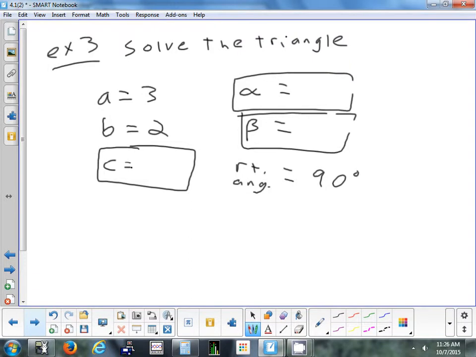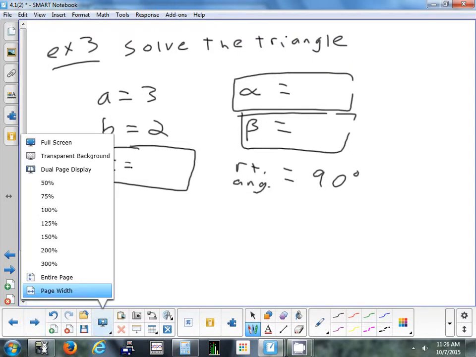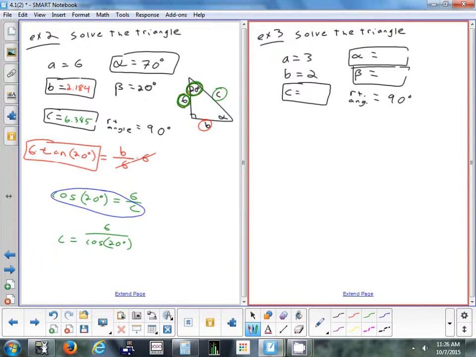This time they're giving me two sides. Right, so what can't I find here right away that I was able to do in the last two problems? The angle. Okay, in the last two problems I had the 90. I had another angle, so I could find the third angle very quickly, knowing they had to add up to 180. I cannot do that here.